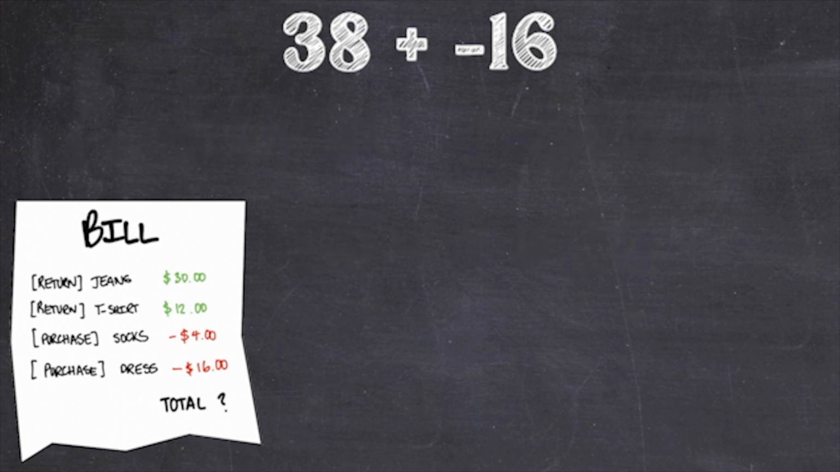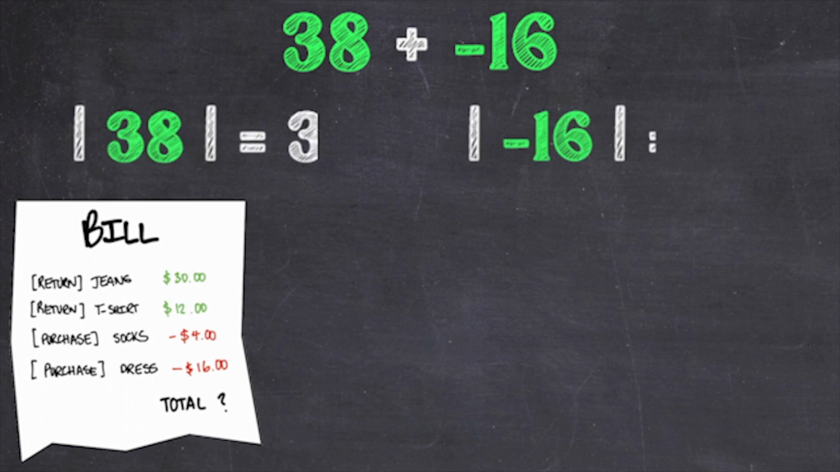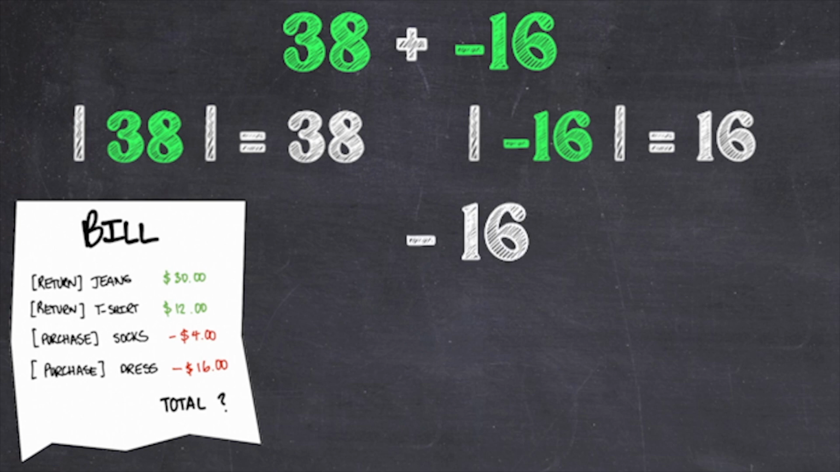We need to do one more addition, 38 plus -16, and then we are done. These are numbers with opposite signs. Looking at the absolute values, we get 38 and 16. Positive 38 has the larger absolute value, so our answer will be positive. And subtracting the smaller absolute value, 16, from the larger absolute value, 38, gives us 22.